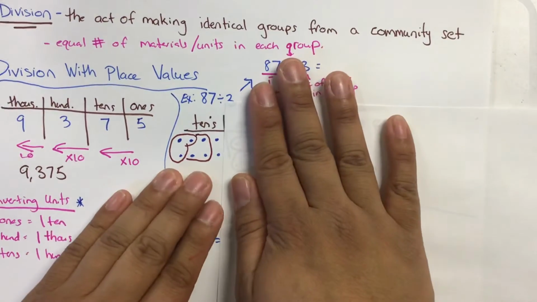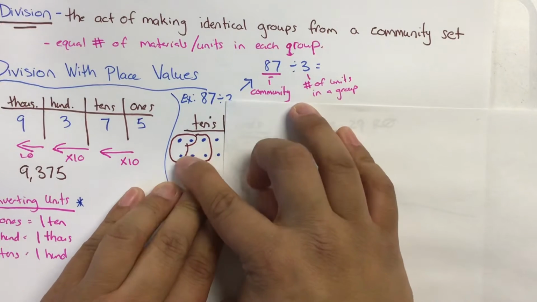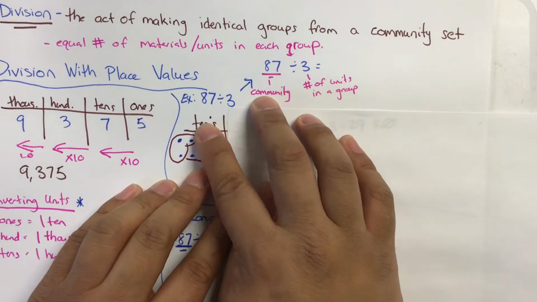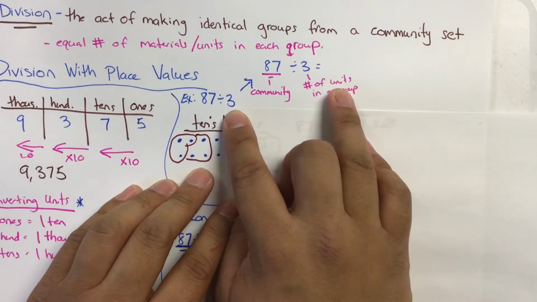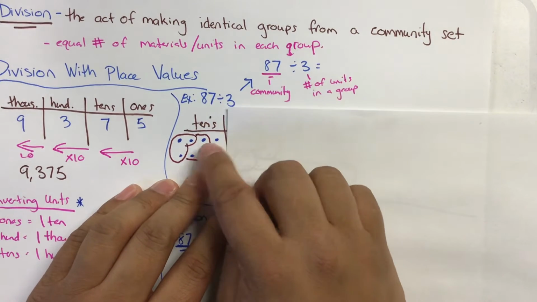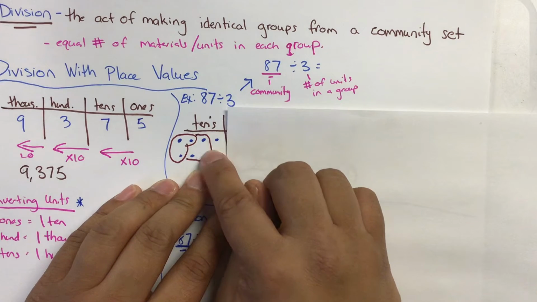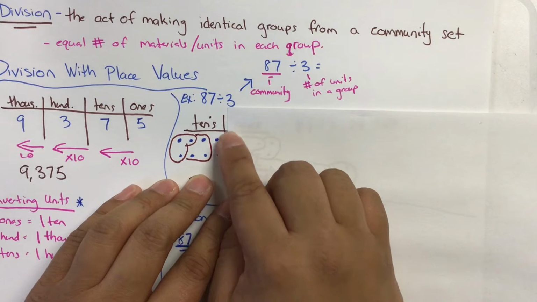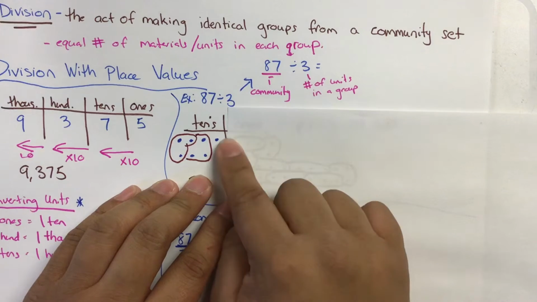At first, I started out with 8 dots, 1, 2, 3, 4, 5, 6, 7, 8 dots to show my 8 tens. And I remembered that I need to make them into groups of 3. Okay, so that's a number of units. We're looking at the tens. We're splitting up our tens into groups of 3. So I would circle 1, 2, 3. That's one group of 3. 1, 2, 3. That's 2 groups of 3. And then I have 2 remaining. I cannot put that into a group of 3. So I'm going to have to convert it later on.